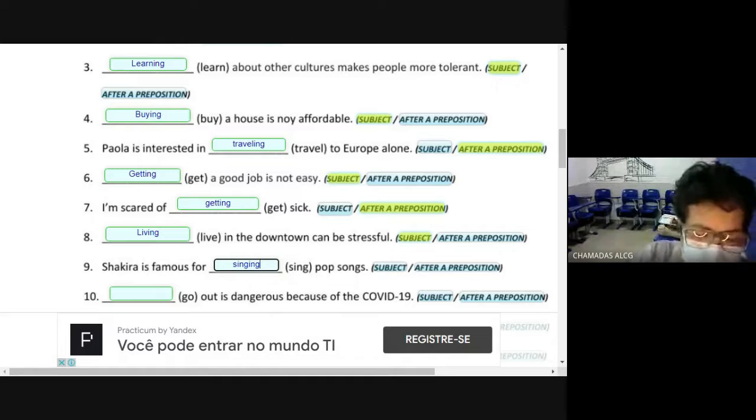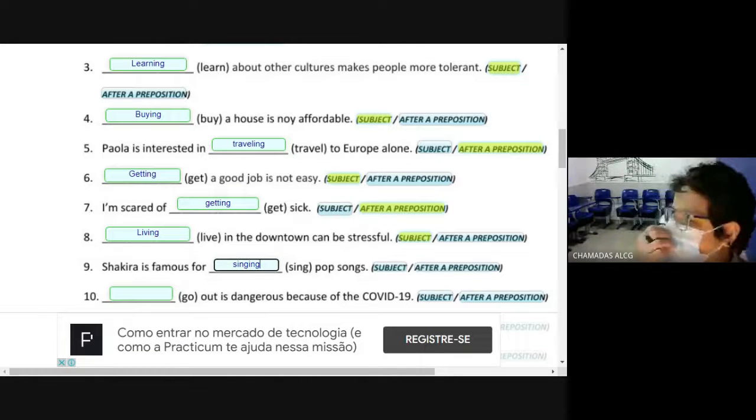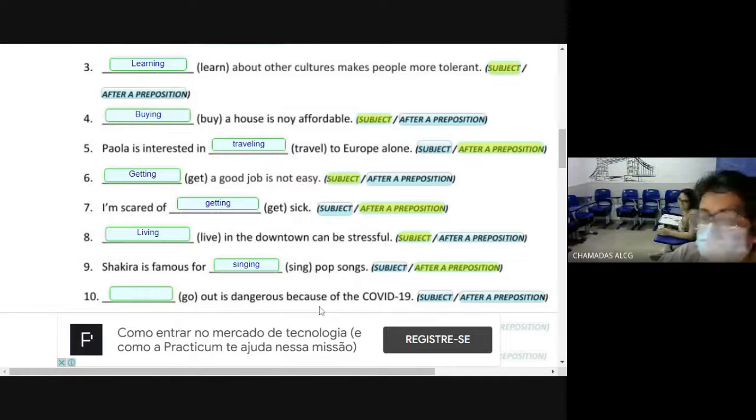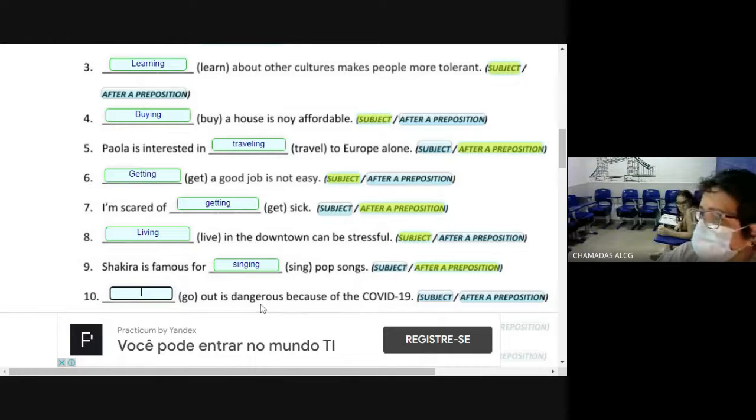Number 9, Shakira is famous for singing. Plus ing. Okay? After preposition. She's famous for singing pop songs. The last one here, going.